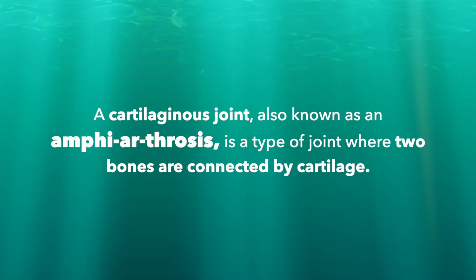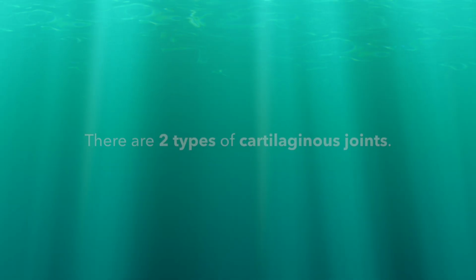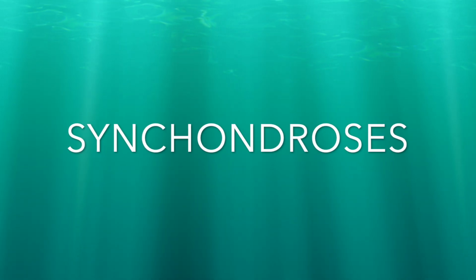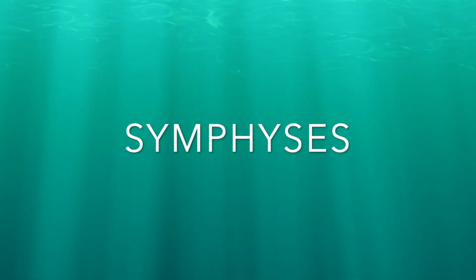Cartilaginous joint. A cartilaginous joint, also known as amphiarthrosis, is a type of joint where two bones are connected by cartilage. There are two types of cartilaginous joints. Synchondrosis, symphysis.